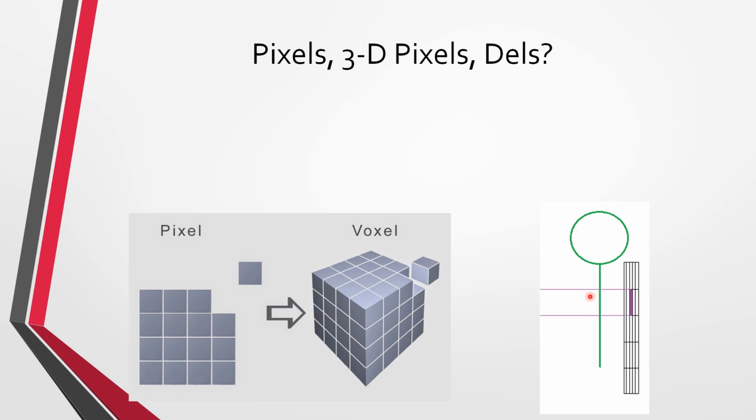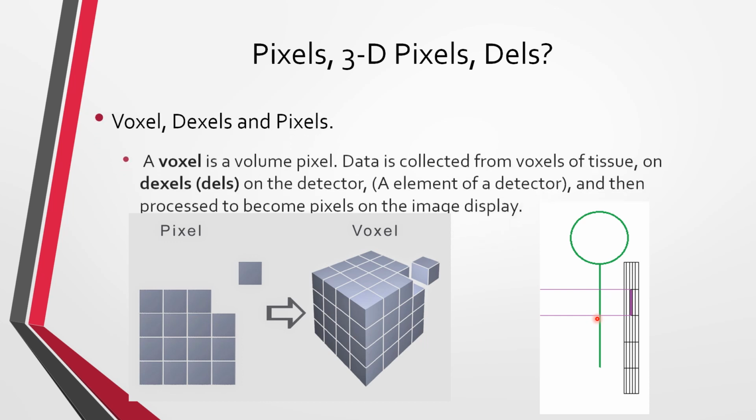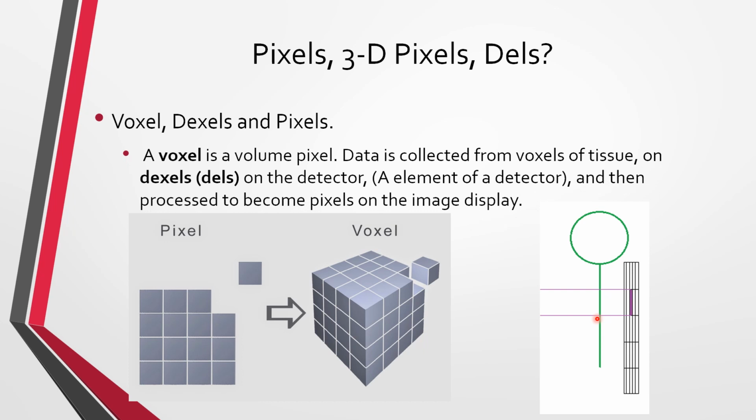Voxels are more so used in CT, where there's a slice thickness and an X and Y thickness to each pixel. However, it can be thought of in radiology in this way, where the information is coming from a voxel of tissue. So it's coming from a cell of tissue that has a certain thickness as it's traveling through and hitting the detector. So that's a 3D pixel, a voxel. A voxel is a volume pixel.